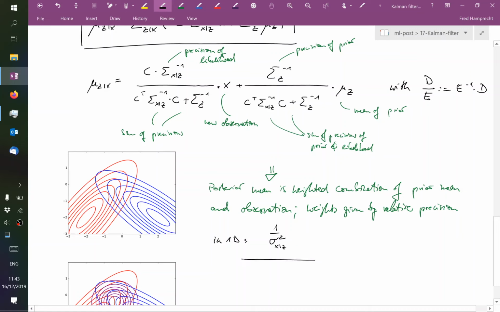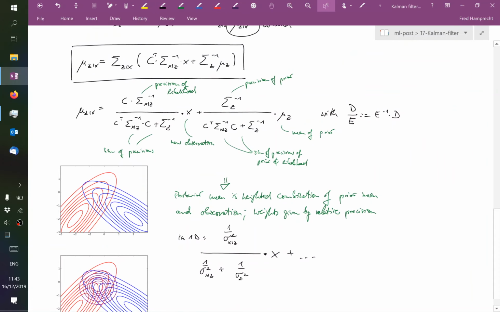This precision divided by the sum of the precisions times x plus a similar term for the second one. Okay? Good. That was the hard work.